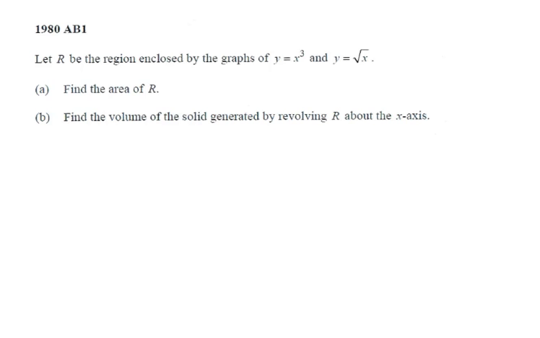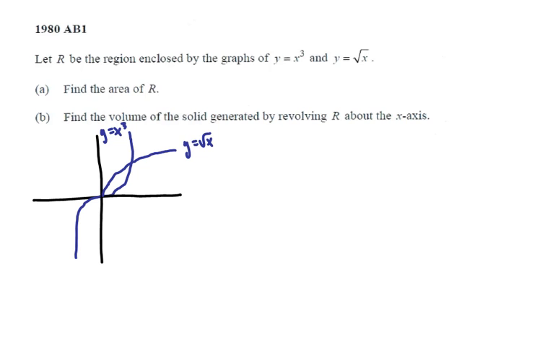Okay, with this second problem set, we're going to start with 1980 AB1, and we have the area enclosed between two functions. And that's what the two graphs would look like, sort of. Alright, so we're looking for the area in between those two curves. The area is always going to be top minus bottom, so the top curve is square root of x.